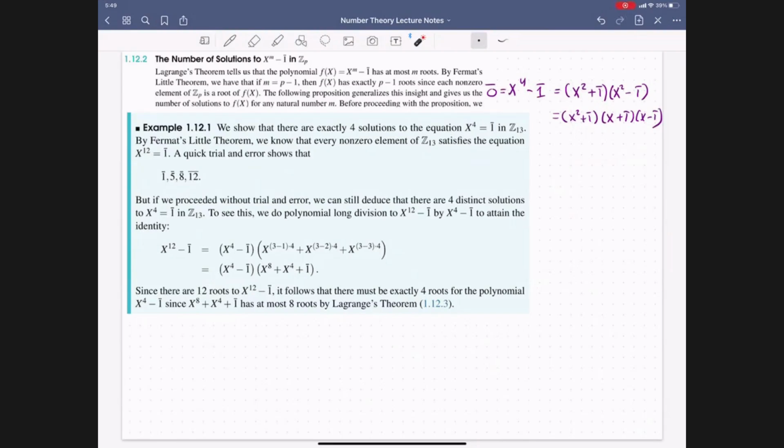So the proof of Wilson's theorem tells us that every single element of the integers modulo 13, well, sorry, not every element, but every non-zero element is going to satisfy the equation x to the 12 is equal to 1 bar. So we know that x to the 12 minus 1 bar equals 0 will have exactly 12 roots. We know this by Lagrange's theorem coupled with Fermat's little theorem, as we just saw in the proof of Wilson.